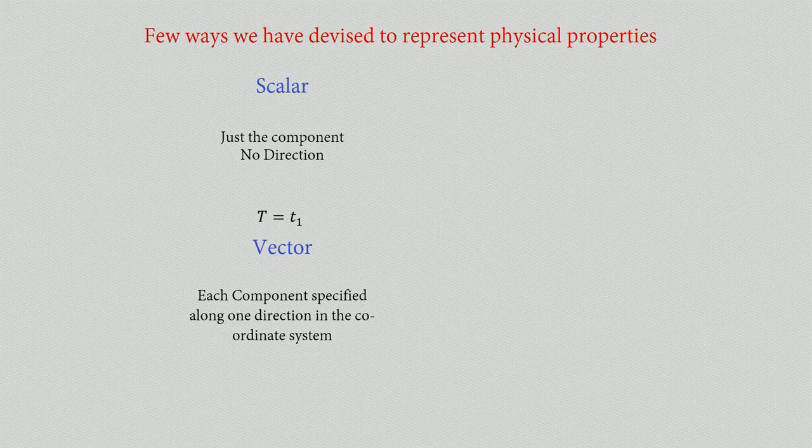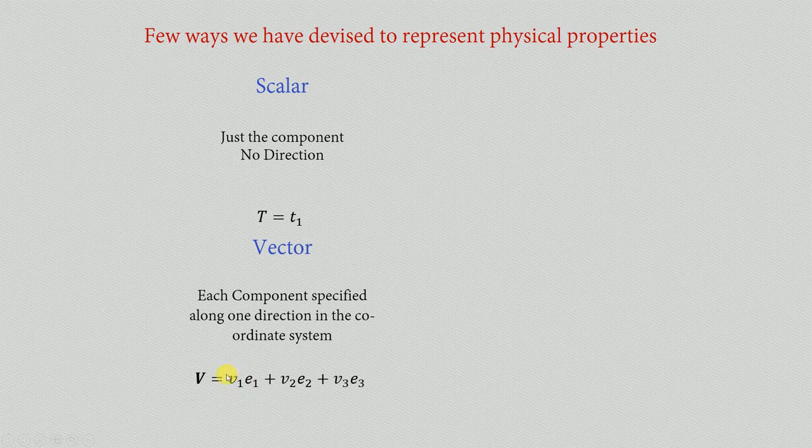Now let us try to find a few ways to represent the physical properties. We already know scalars, where we just specify one component, with no direction, for example t is equal to t1. And the vectors, like velocities and force. Each component of this vector, if you write it in this form, requires a scalar value v1 and a direction e1, which is nothing but the basis vector of the coordinate system in which you are specifying this velocity v. So each component has one direction component and a scalar component.